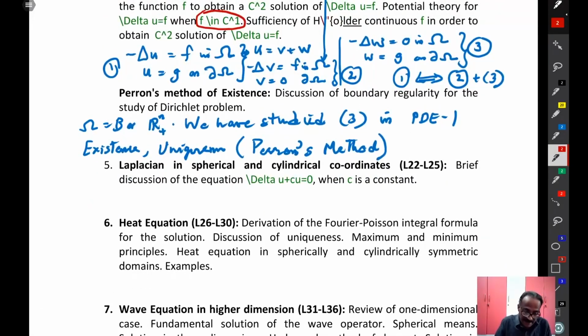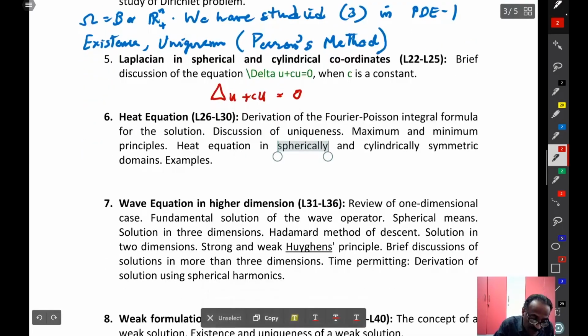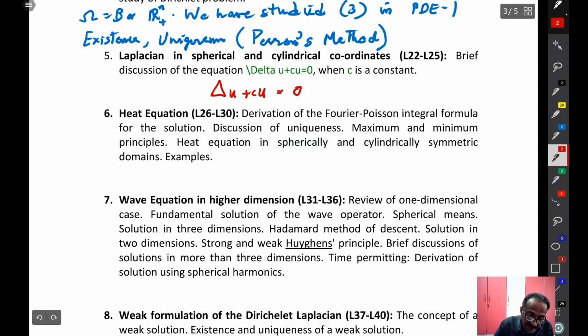We will also discuss the equation Laplacian of u plus c u equal to f, for a constant c. We will discuss especially Laplace equations in spherical and cylindrical coordinates. As you said, you want to understand your operator in spherical and cylindrical coordinates, whereas so far we have been working in Cartesian coordinates. So we will have a set of lectures, maybe 4 to 6 lectures, on the Laplacian in spherical coordinates. And then we will go on to continue our study of the heat equation.